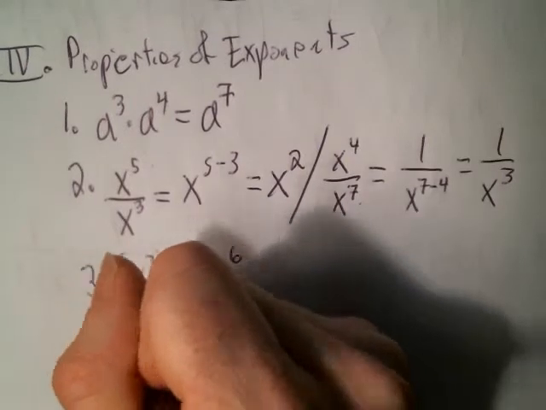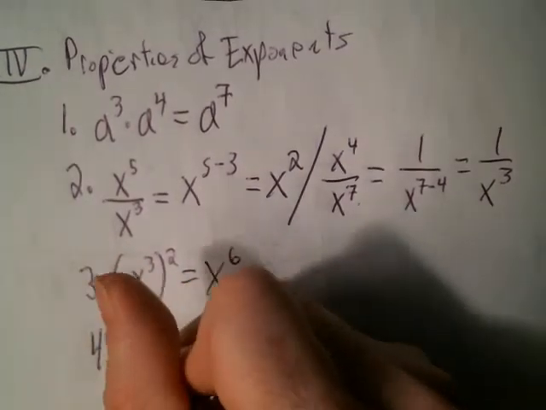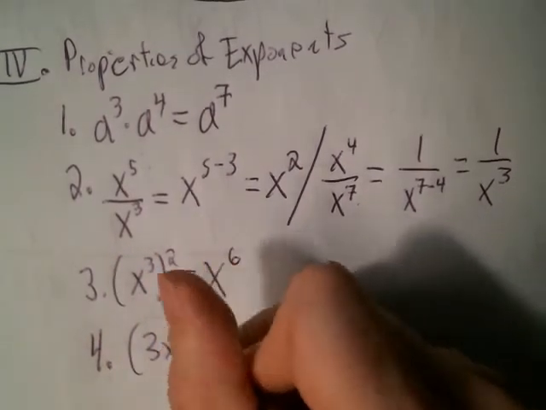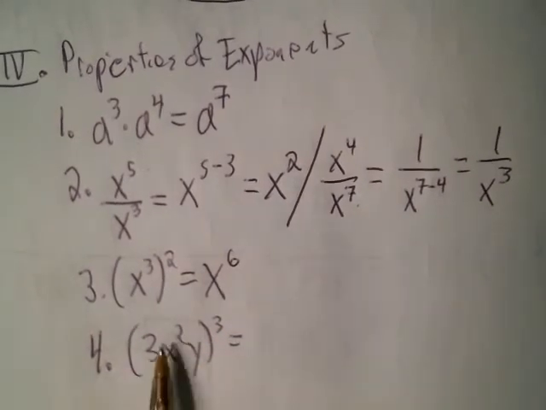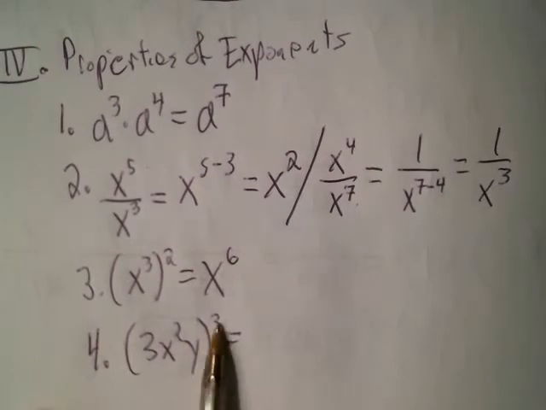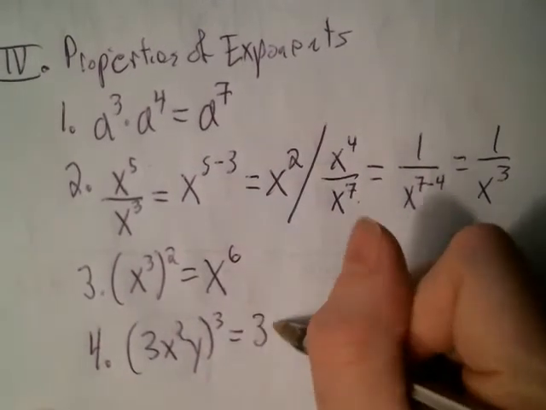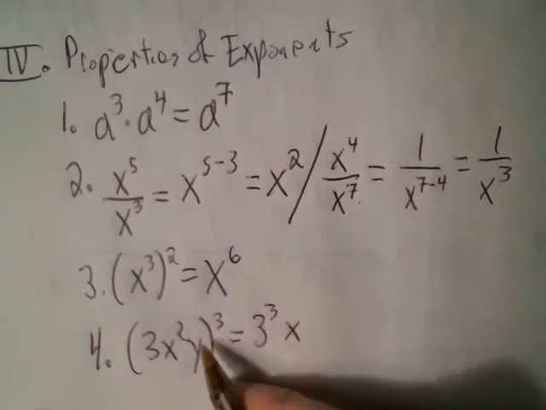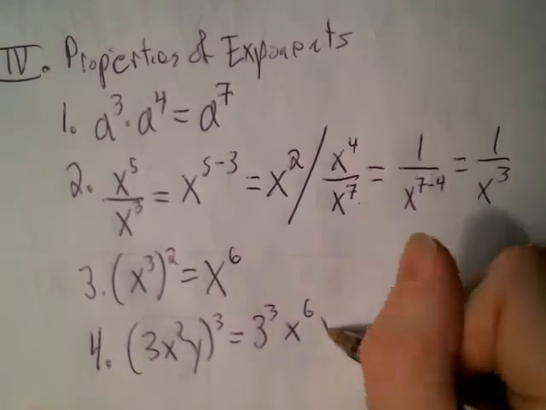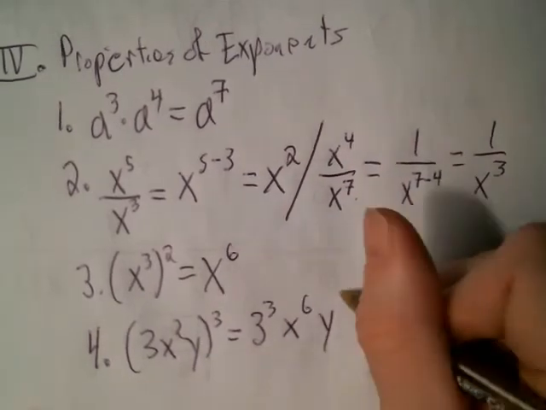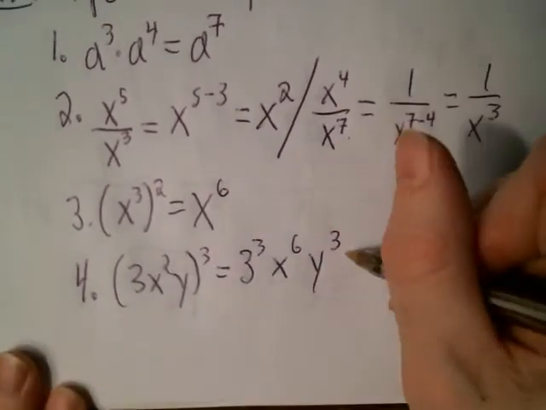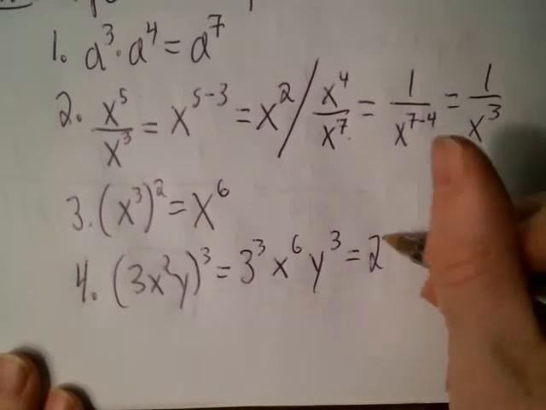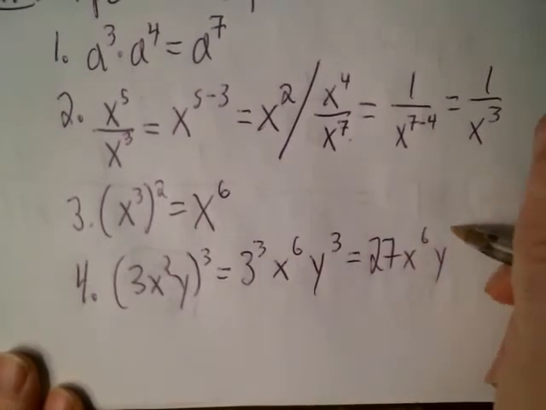A product raised to a power. So if we have something like 3x squared y raised to the third power, you have to go through and raise the individual factors to the third power. So this will be 3 to the third, x to the 3 times 2, which is 6, and then y to the third. And of course, we can simplify 3 cubed as 27, x to the 6, y cubed.